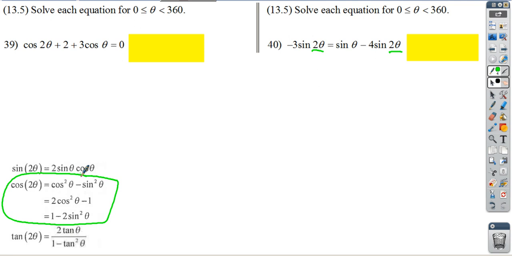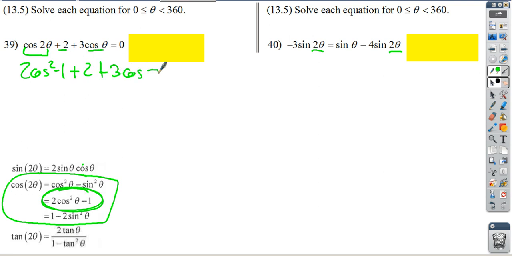And the way we decide is you look at what else is in the equation. There's a cosine right there. So I want to keep everything in one trig function. I want to keep everything as cosines, and that means using this middle identity right here, because that only has cosines in it. So 2 cos squared minus 1, plus 2, plus 3 cosine is equal to 0. So this is going to be 2 cosine squared, plus 3 cosine, and then negative 1 plus 2 is positive 1.